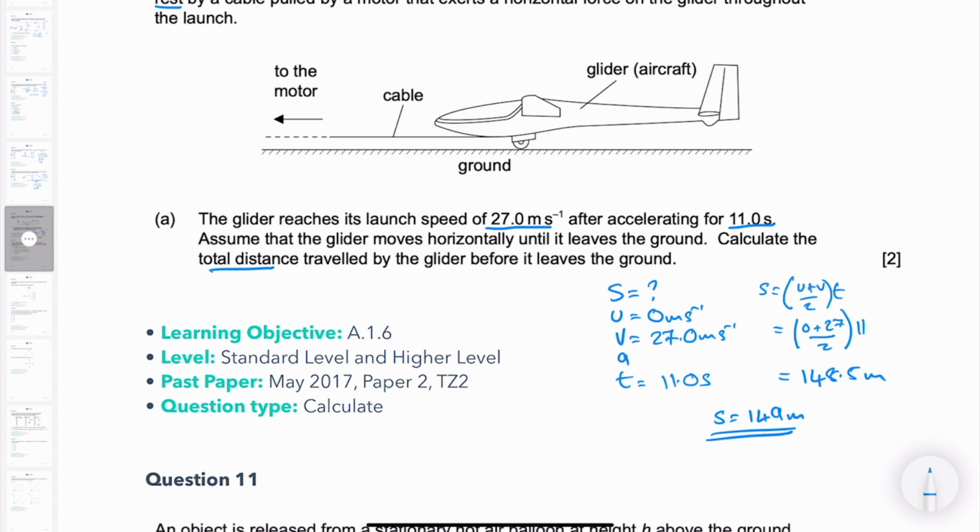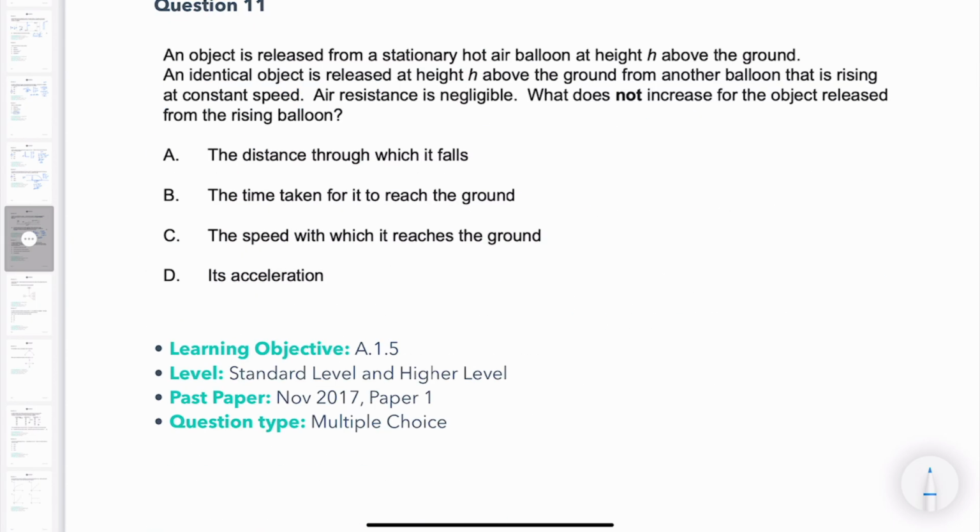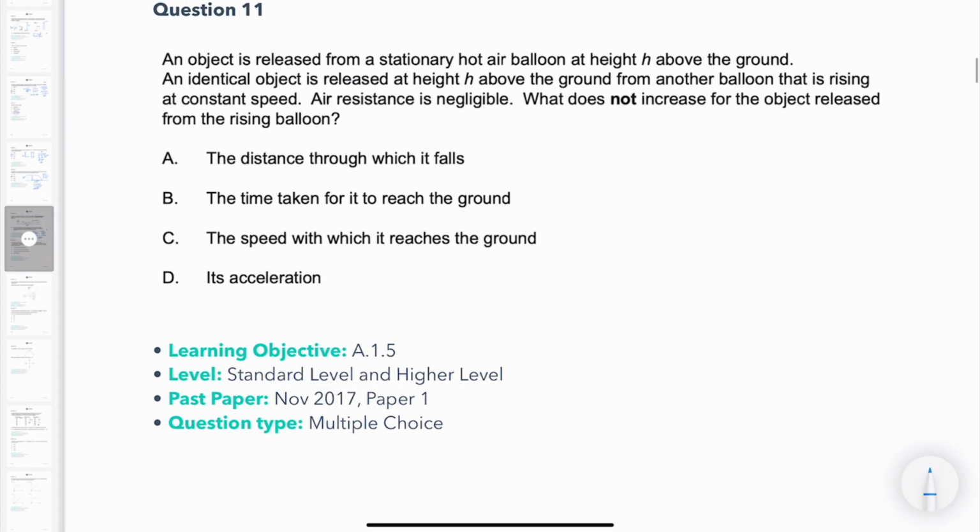That's a calculate question. You would find that in paper 2. Now, you would always find these as the start of a much longer question. It's actually very difficult to find a kinematics question that's very involved because they always tend to be the starter question. Question 11. An object is released from a stationary hot air balloon at height h above the ground.